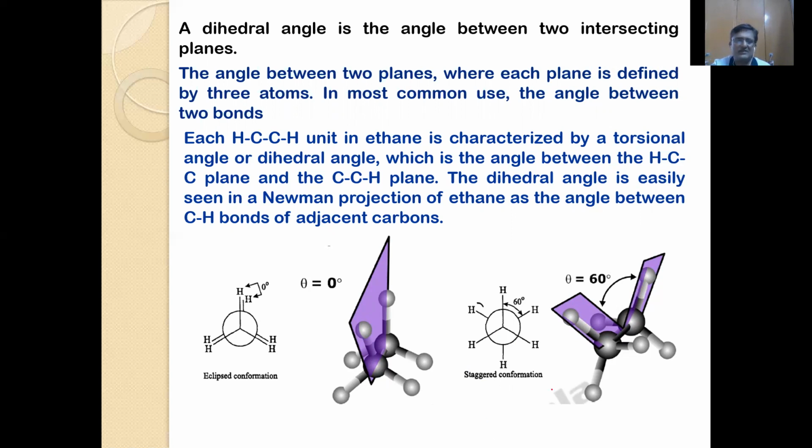So here you can see, when dihedral angle is 0, just like a closed book, it is called eclipsed conformation. When dihedral angle is 60 degrees, then groups will move away from each other, then it will create a stable conformation called a staggered conformation. At 60 degree dihedral angle there is staggered conformation, at 0 degree there is eclipsed conformation. This is only with respect to conformations of ethane.